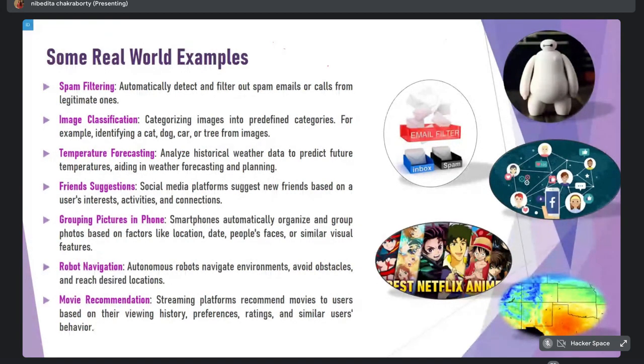Now, temperature forecasting. So, temperature forecasting takes historical weather data to predict the future temperatures, and different kinds of weather data can be used, rainfall, etc. Okay, so tell me, what is the trend of Kolkata's temperature data?